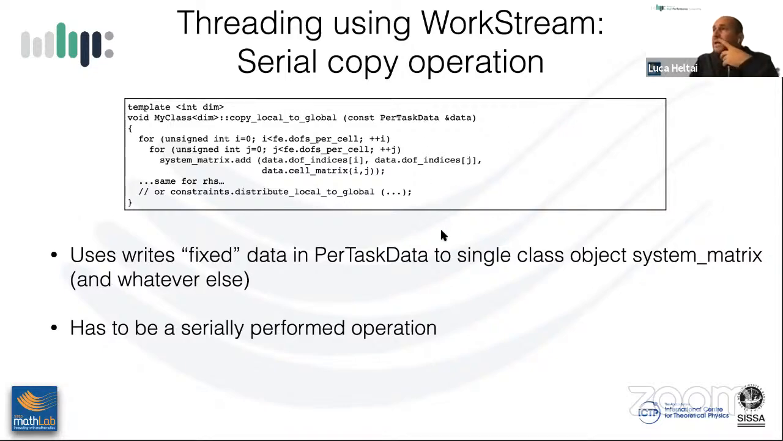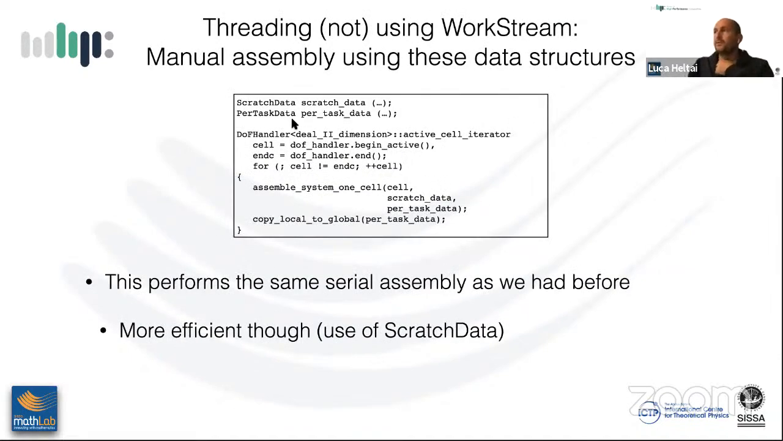Okay. Now let's try to use those in serial. If you had those in serial, the way this would work would be to simply have the scratch data and the task data, and then loop over all cells and assemble the system on one cell, passing the cell, the scratch data and the task data, and then copy local to global. So basically, we split the copy and the computation into two parts. And this splitting, with data objects that are the minimal data objects to do this, allows you to use very complex task scheduling and to guarantee that the result you get at the end is unique.